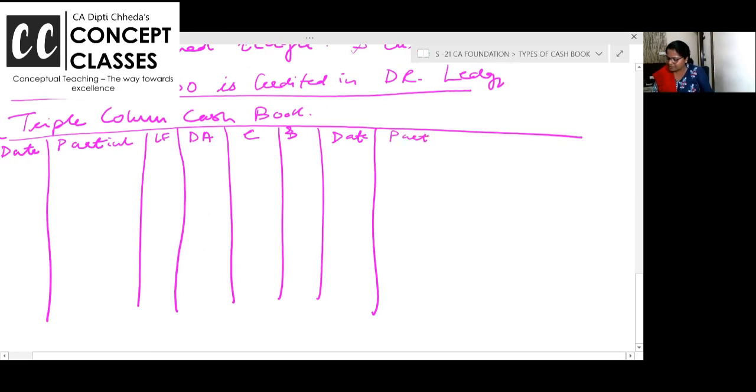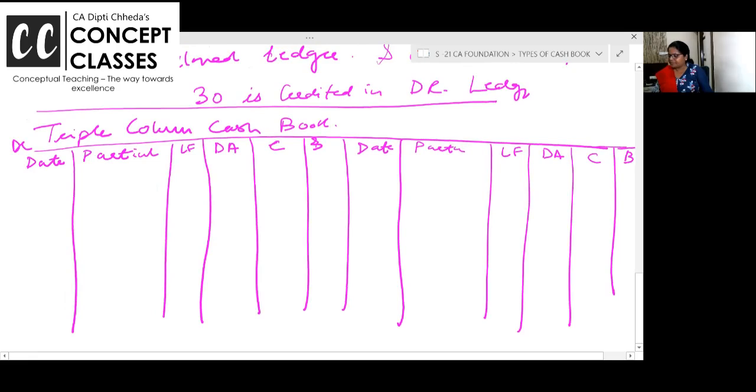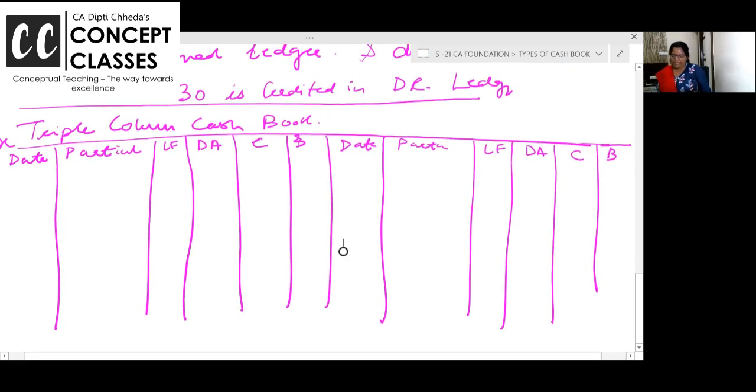Date, particulars, ledger folio, discount allowed, cash and bank. Beautiful, nice. Date, particulars, ledger folio, discount allowed, cash and bank. Shall we start? Yeah.